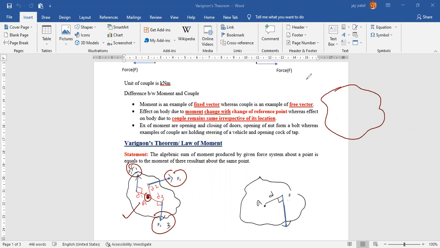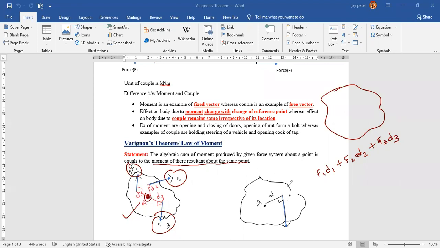So let us correlate this with the statement. The algebraic sum of the moments produced by the given force system about a point: that means, can I say F1 into D1 plus F2 into D2? I am not considering direction, keep in mind, I am just adding. Yes, we have to consider direction, but we are not considering direction here right now. Is it clear? F1 D1 plus F2 D2 plus F3 D3. Now, that is equal to the moment of the resultant force about the same point.